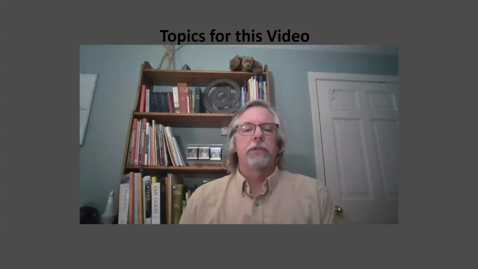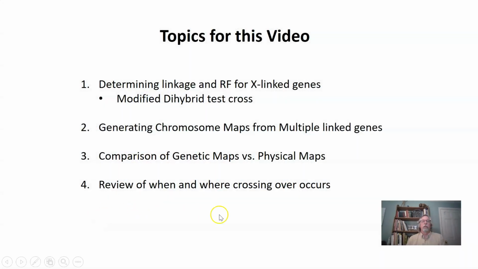And here's a list of the 4 main topics that we'll talk about. First one is what I just mentioned, how to determine linkage and recombinant frequency for genes that are on the X chromosome. And we have to do a modified dihybrid test cross to do that. So we'll go through that and give an example of how that can be carried out.